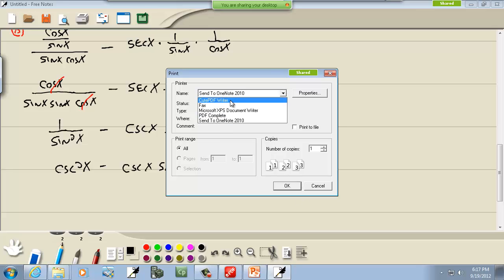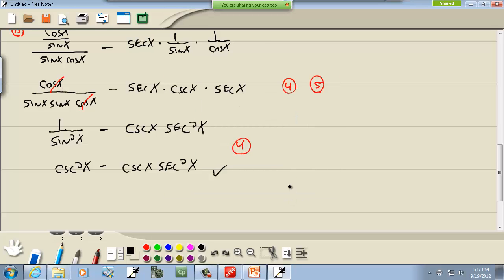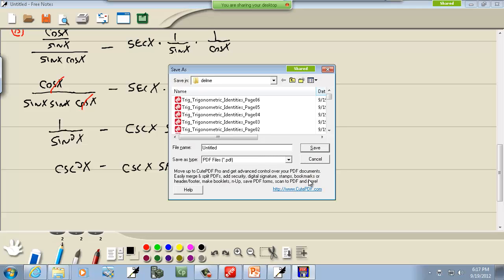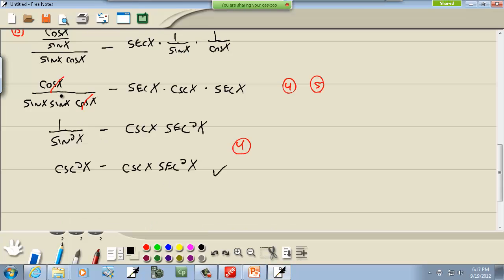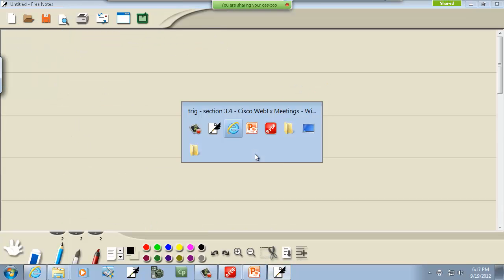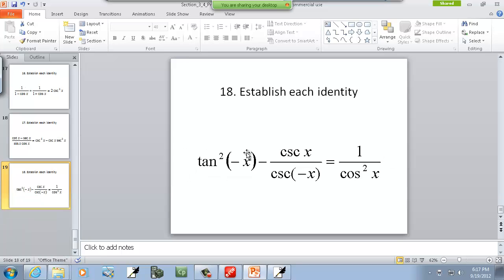So let me save this. I like trig identities. They're just kind of fun. Try to get the other side. A little bit of a challenge, a little bit of a puzzle. And let's look at our last problem.